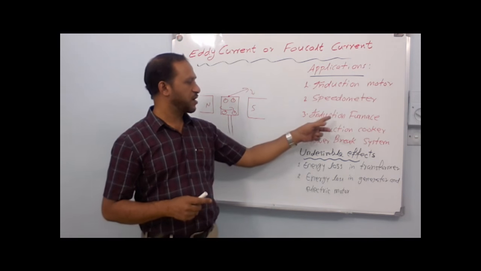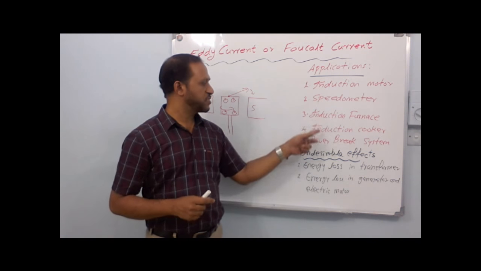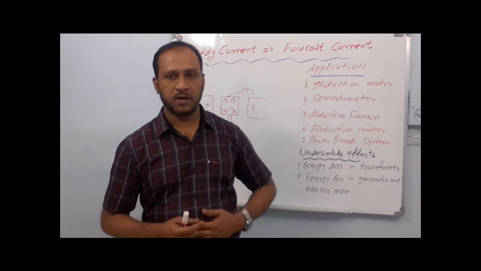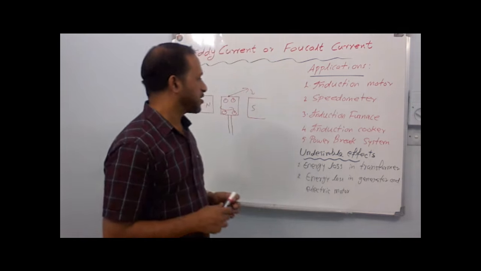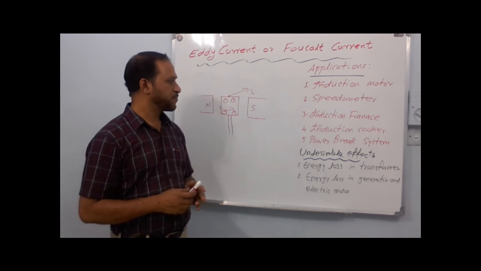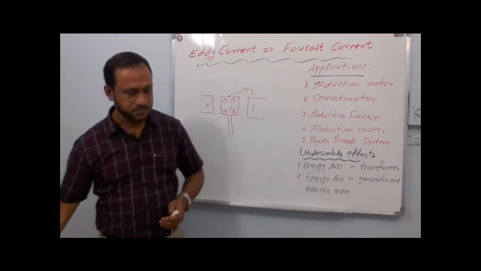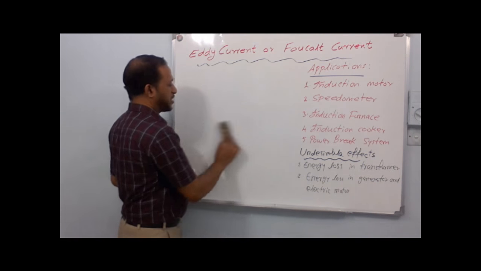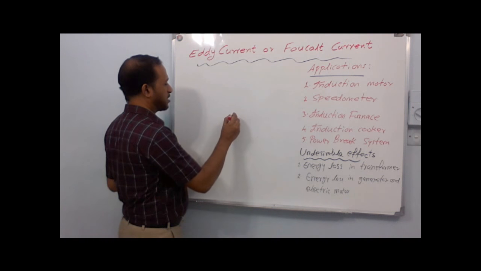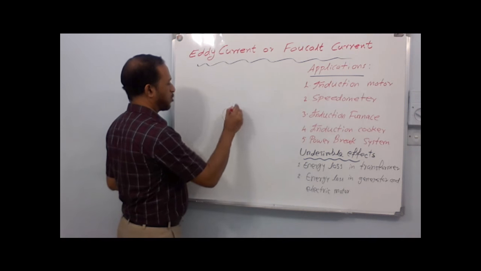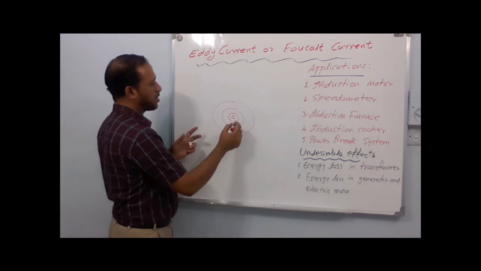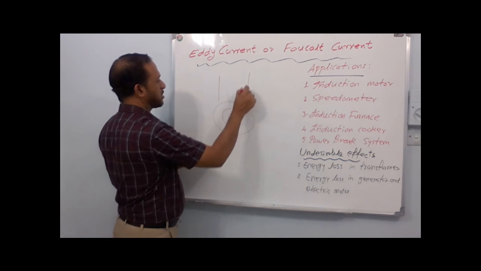Another one is induction furnace and induction cooker. Both of these are working according to the same principle. An induction cooker, nowadays it is very common in our kitchen. An induction cooker consists of a coil which provides a highly varying magnetic field, and a vessel will be kept above that coil. So in an induction cooker, we can see at the center there will be a copper coil like this, and alternating current will be passed through the coil, and the vessel will be kept just above this one.